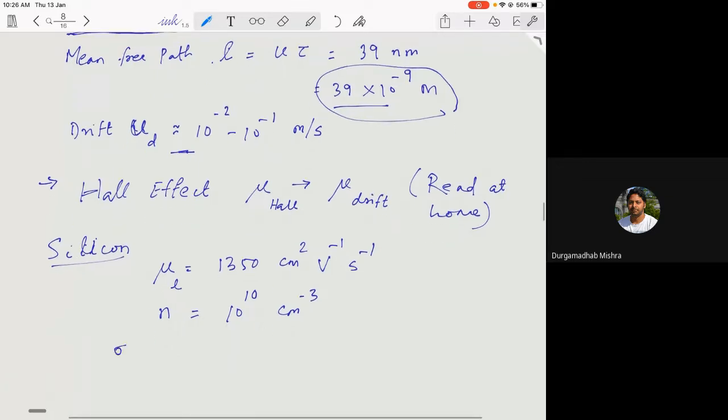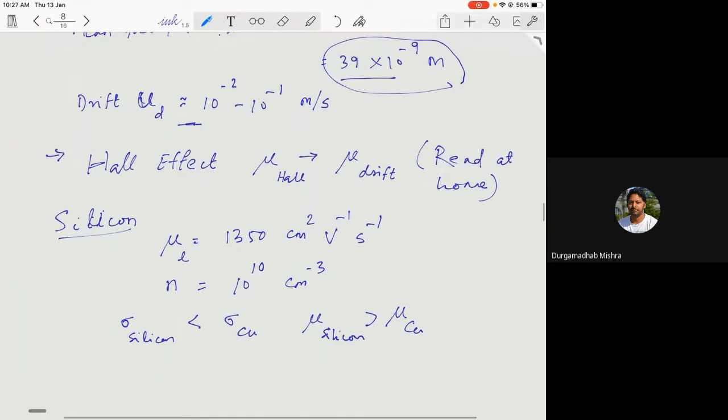And that's why sigma of silicon is much smaller than sigma of copper. Although the mu, the drift mobility of silicon, is much higher than the drift mobility of copper, since the number density n is really small in silicon, that's why you have a small conductivity of silicon.